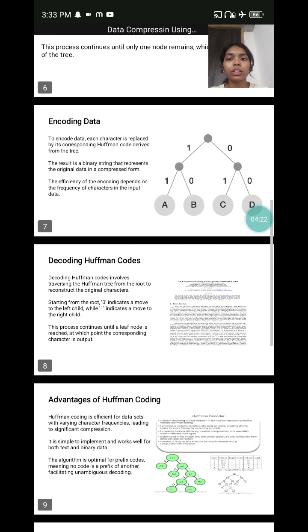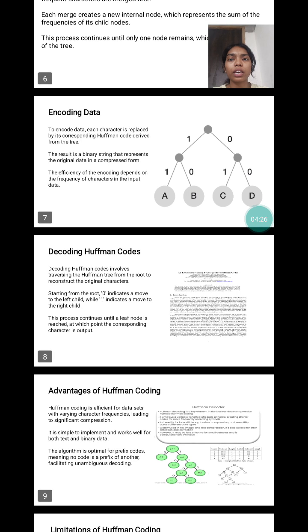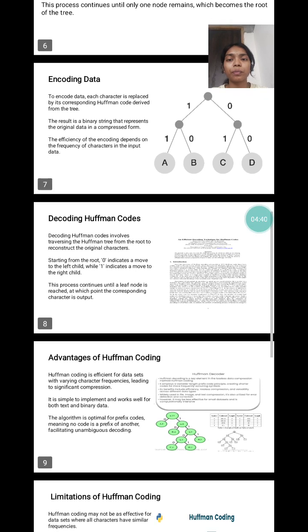Encoding data. To encode data, each character is replaced by its corresponding Huffman code derived from the tree. The result is a binary string that represents the original data in compressed form. The efficiency of the encoding depends on the frequency of characters in the input data.